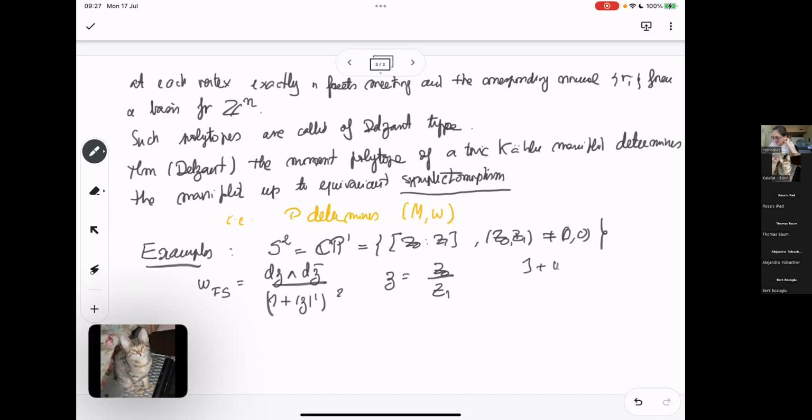But this is a fact of Kähler geometry. Maybe you would have noticed from the definition, two of those structures. So a Kähler structure is a triple, but two of the structures determine the other one.